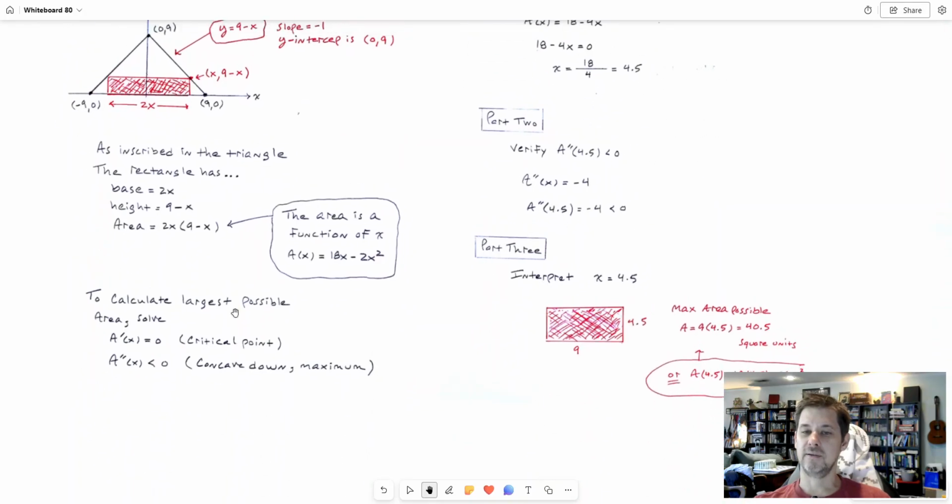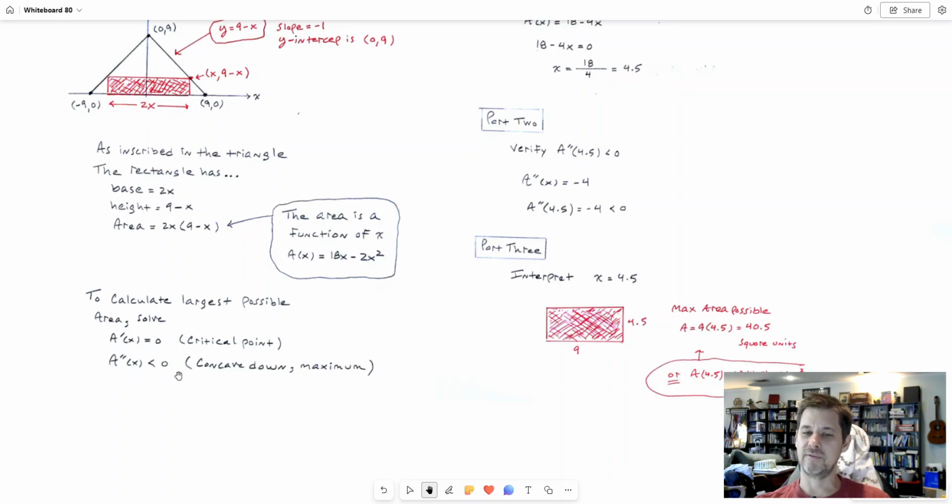To calculate the largest possible area, I can just solve the equation A prime equals 0, which finds me a critical point on the area curve. Okay? And additionally, to prove that that is a maximum, I would want to say the second derivative is less than 0.